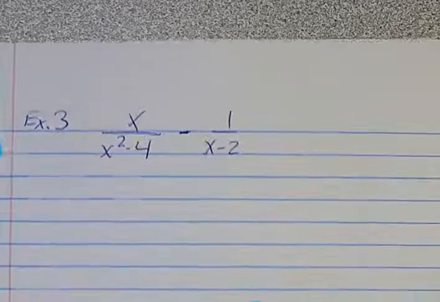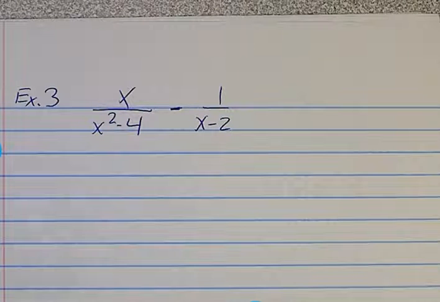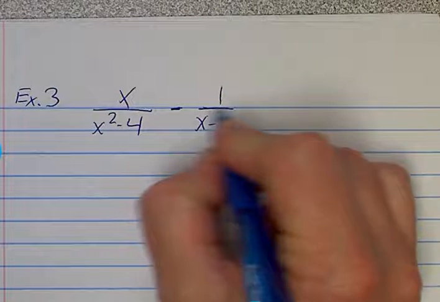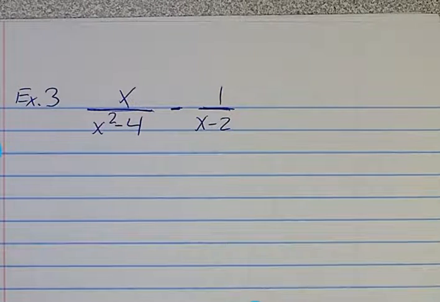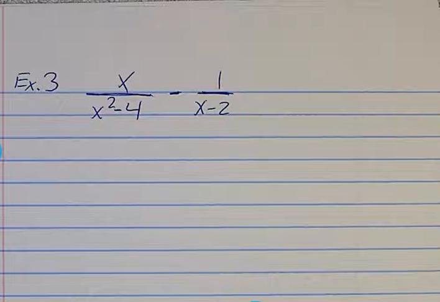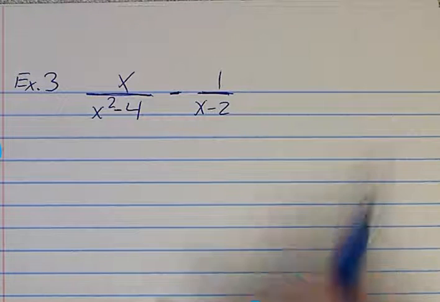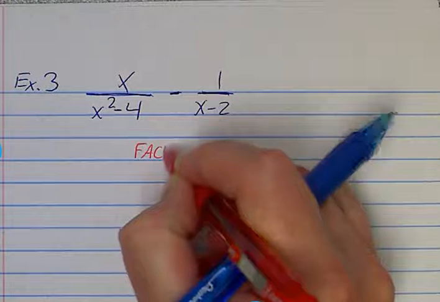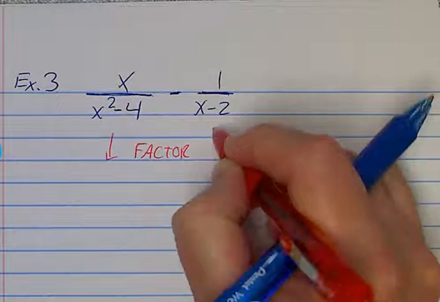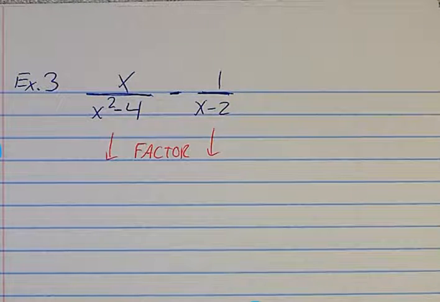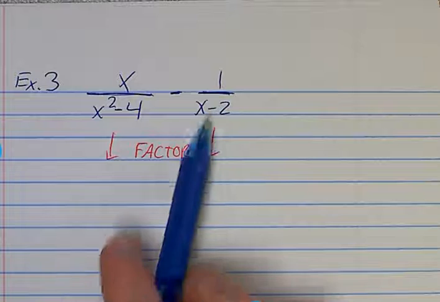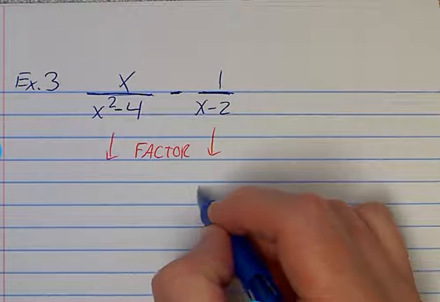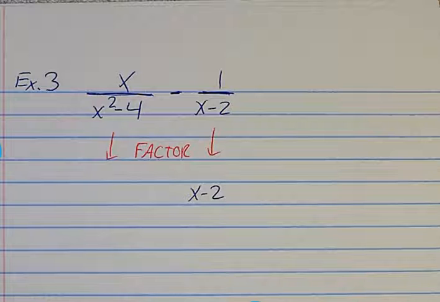Oh, sorry. Let's go with x over x squared minus 4, and then minus 1 over x minus 2. Got to take each fraction and factor as much as you can. Now the good news is the top part up here, the x doesn't factor, the 1 doesn't factor, and even on this one the x minus 2 doesn't factor. So that denominator is still just x minus 2.